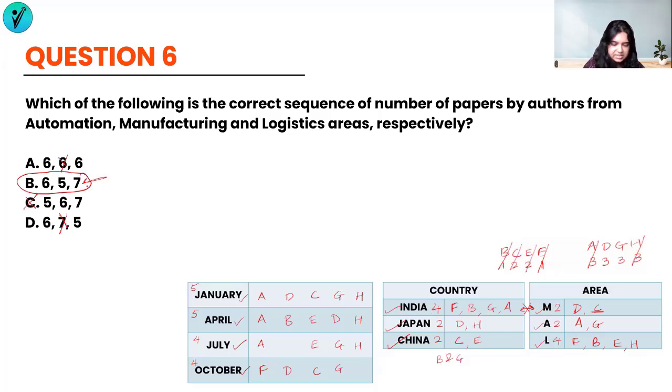Let's take a look at the logistics bit to see if it confirms as well. We have 6, 5, and 7. Logistics should be a total of 7 papers. F has 1, B has 1, that's 2. E has 2, so that's 4, and H has 3, so that's 7. That means our answer is option B, 6, 5, and 7. But we had got that before when we eliminated depending on the respectively bit over here.